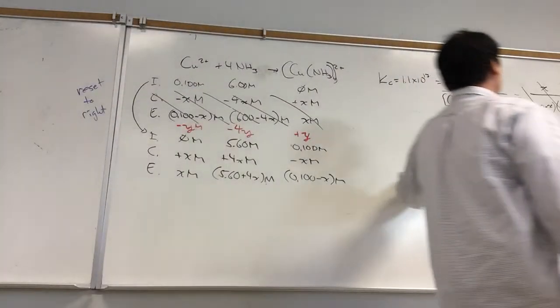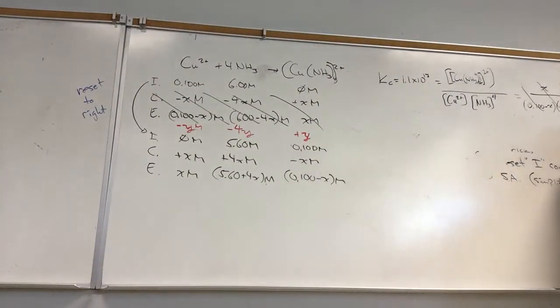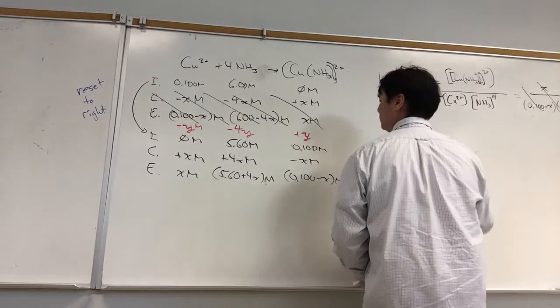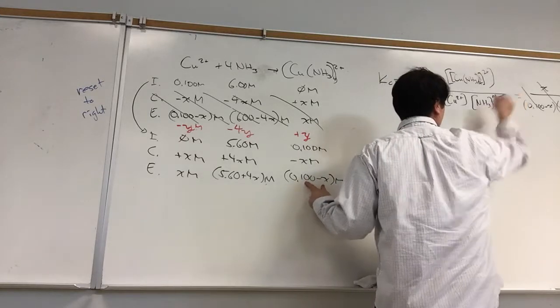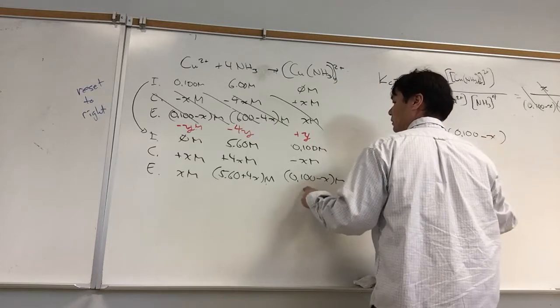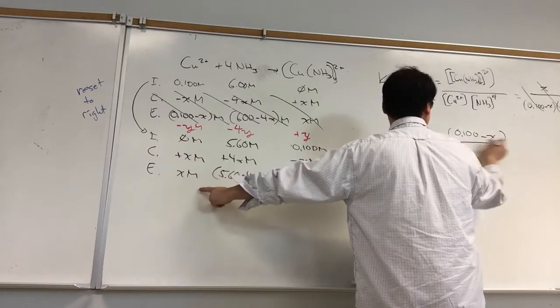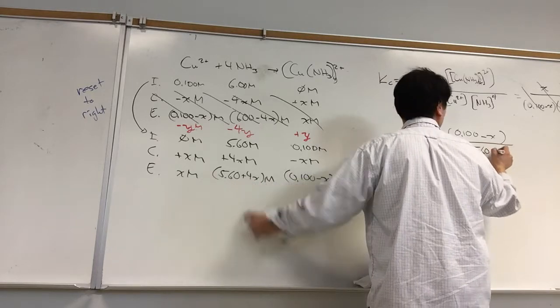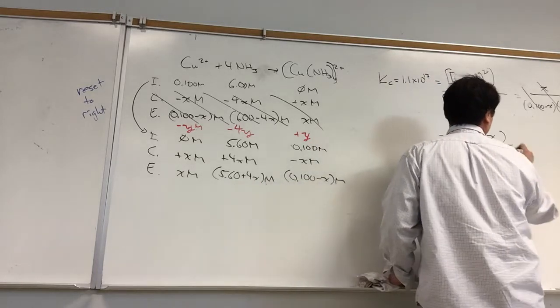And so we see, what did resetting do? This was the equation without resetting. The equation with resetting looks a little different now. Rather than having x up there, now we're going to have 0.100 minus x up here. And then down here we're going to have x. And this is going to be 5.60 plus 4x to the 4th.